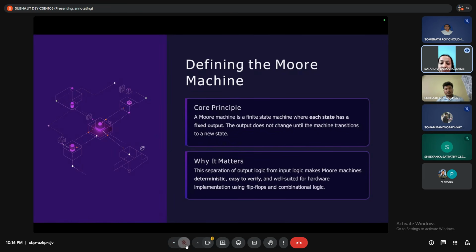So a Moore machine is a finite state machine where output depends only on the current state. The output changes only when the state changes. So it is stable and predictable. Next slide, please.